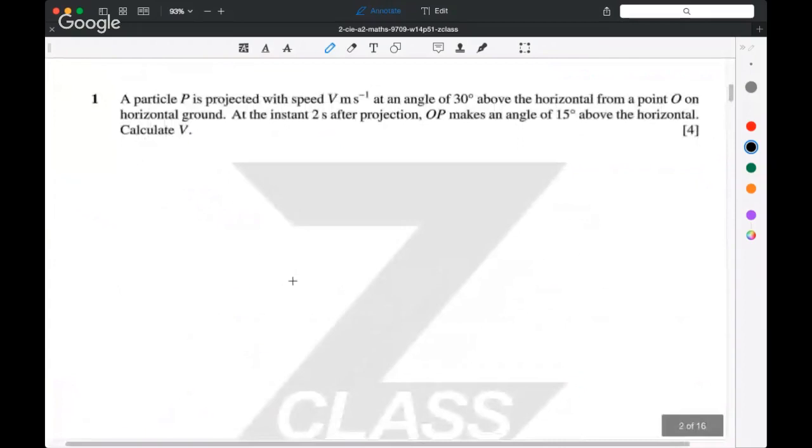Okay, so we start with the first question about this projection of a particle. Whenever they're talking about these situations, you know the only force acting on the particle is the force of gravity. Unless they say that there's a force acting in the x direction, truly the only force is acting in the y direction. So what does that mean?